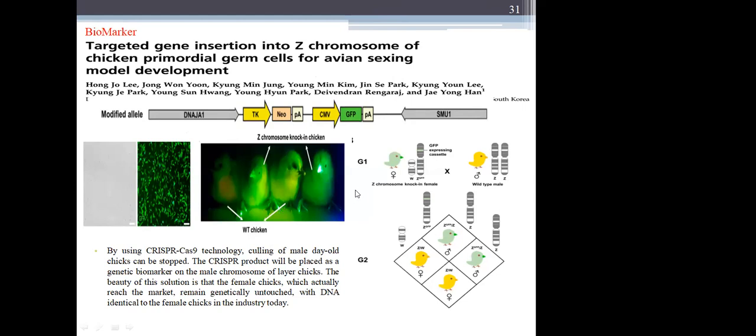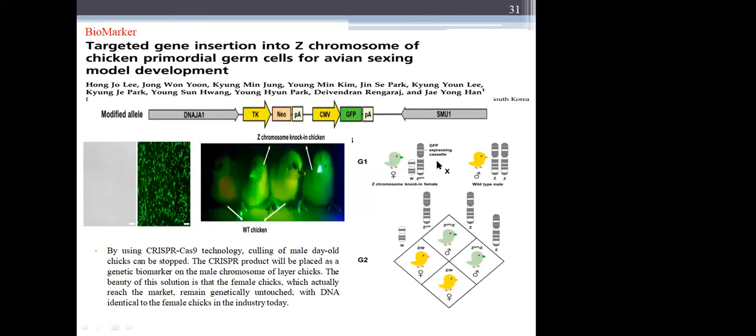So how can we avoid this? In an experiment, GFP was inserted in the Z chromosome of the genome. GFP is a green fluorescent protein, which under UV gives green fluorescence or green light. Now the female of this progeny can be used further, because in poultry the females are heterozygous and males are homozygous. Males have two Z chromosomes and females have W and Z chromosomes.